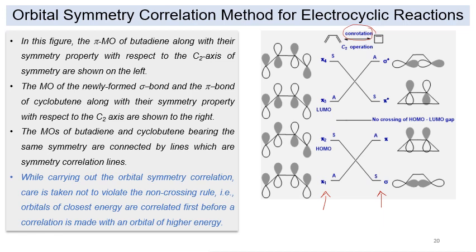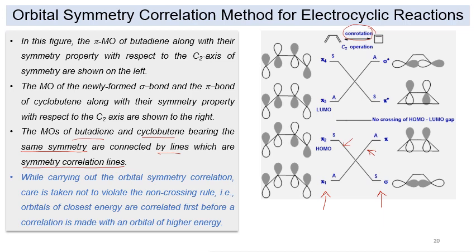Okay, so now let us try to correlate the molecular orbitals of butadiene and cyclobutene, which bear the same symmetry, and these are connected by lines, which are called symmetry correlation lines. Okay, these lines that you are seeing are symmetry correlation lines.